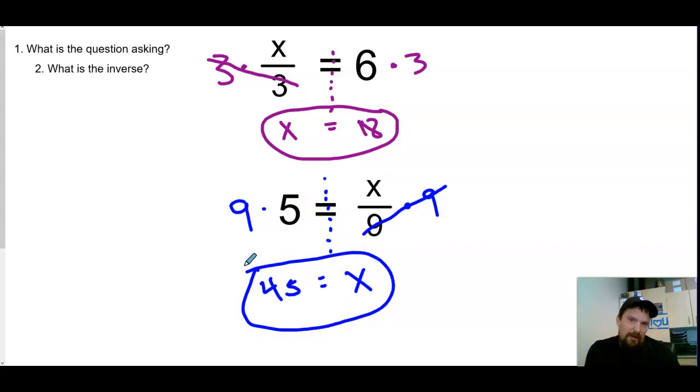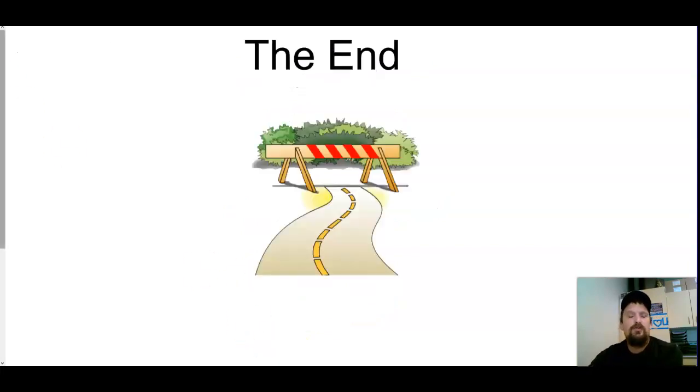Whenever you're answering a one-step equation, you just have to ask those questions. First, try to figure out what it's asking. Second, based on that, you can find the inverse, and then apply your work to the problem, and you should be ready to go. Let me know if you have any questions.